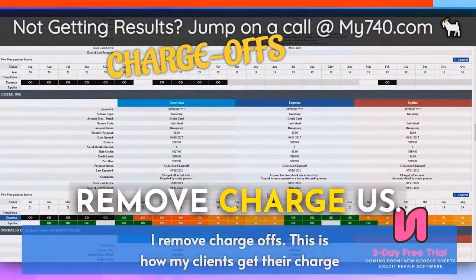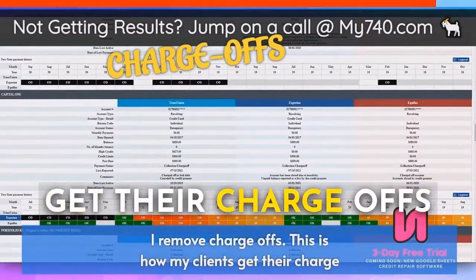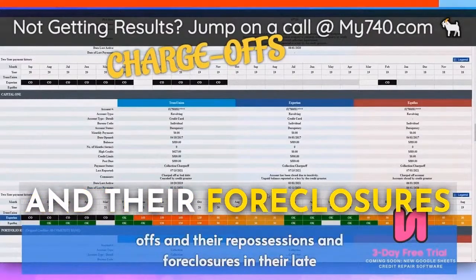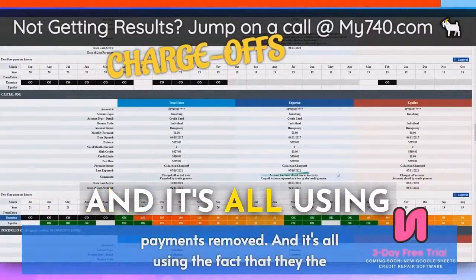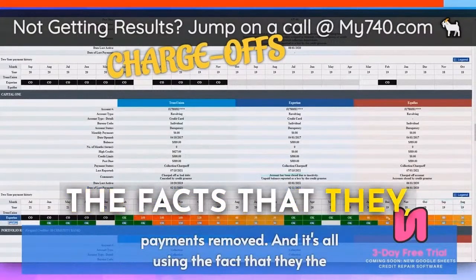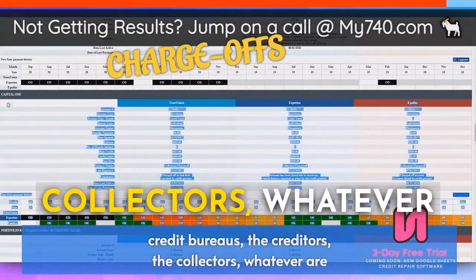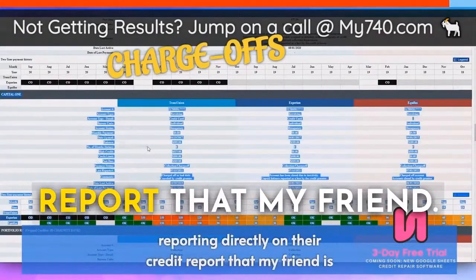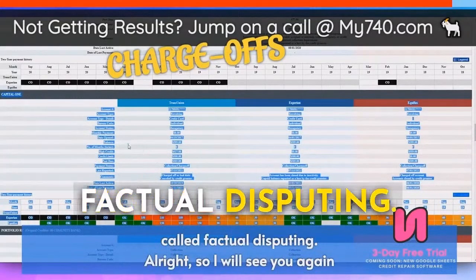This is how I remove charge-offs. This is how my clients get their charge-offs and their repossessions and their foreclosures and their late payments removed. And it's all using the facts that they, the credit bureaus, the creditors, the collectors, whatever, are reporting directly on their credit report. That is called factual disputing.